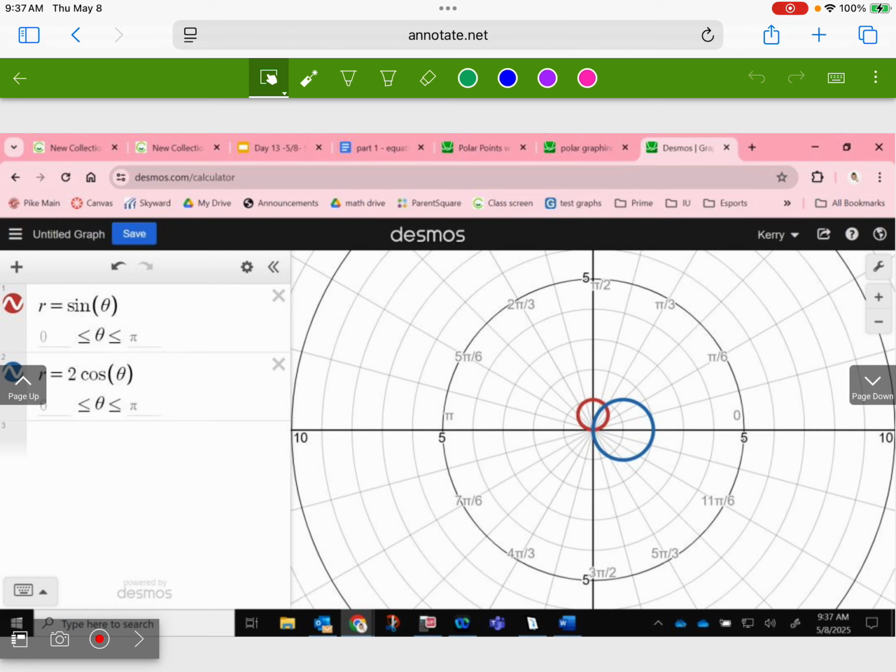What's up? I was making sure it meets your qualifications, but yeah. 1, 2, 3, 4, 5, 6. Yes, I have a radius of 6 on our graph.